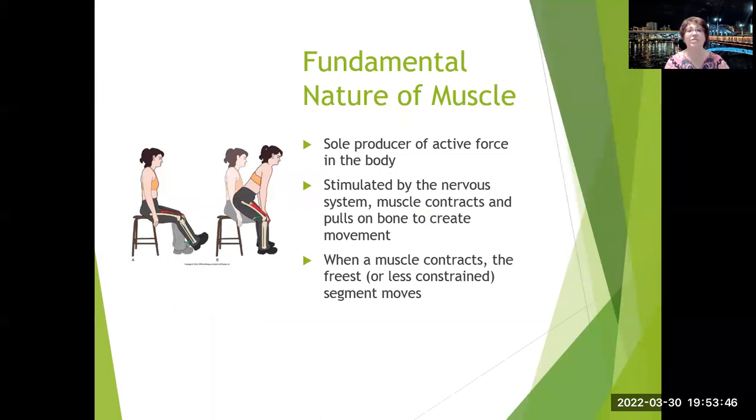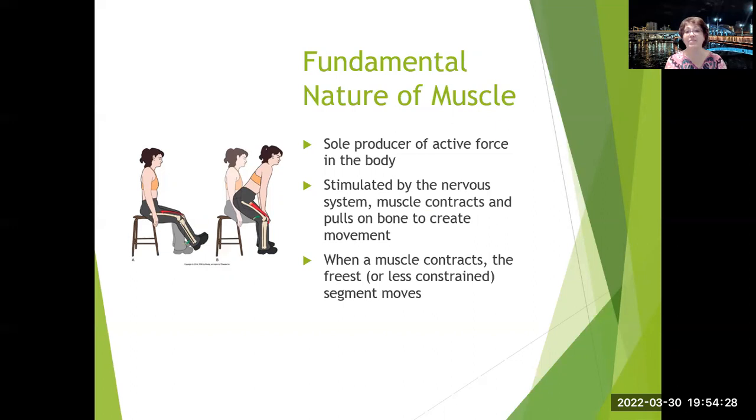The nature of muscle is that it is the sole producer of active force in the body. If we have active force happening in the body, muscle is doing it. So whether it's voluntary skeletal muscle or peristalsis with our involuntary muscles, muscle is the sole producer of active force in the body. Of course, there are other structures that are helping it, like nerve. Muscle without nerve is nowhere. We have to have the control. But the muscle, stimulated by the nervous system, contracts and pulls on bone to create movement.